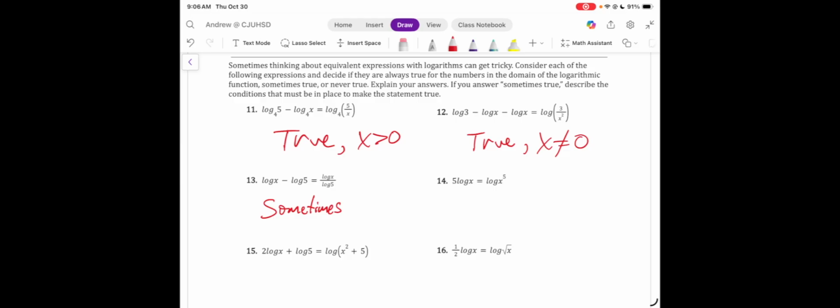Okay, back to 14. This is a real property. This is always true. No restrictions, except, of course, that x has got to be positive. You can't be putting a negative into a log.